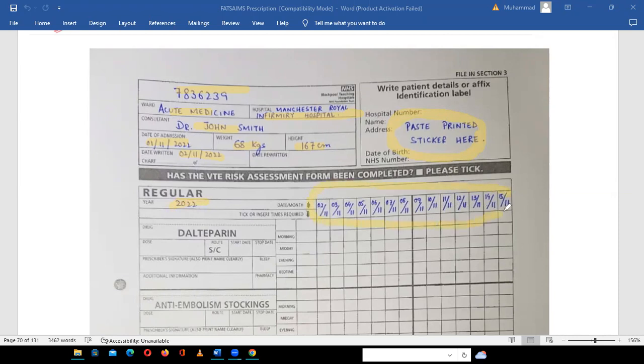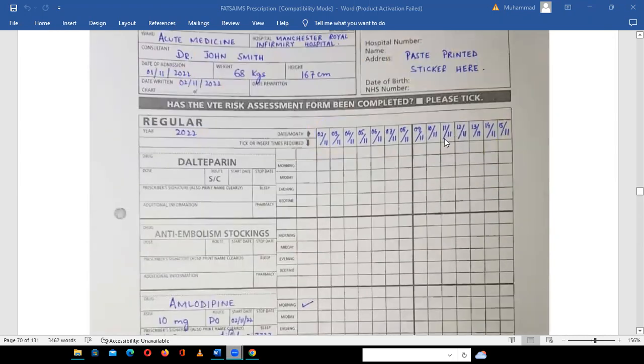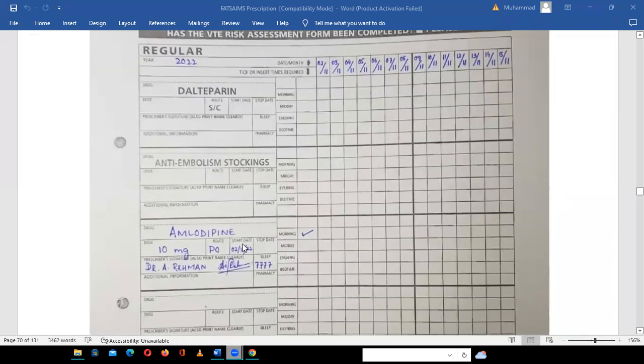You have to mention the dates over here, because if you mention the dates, you don't need to write the stop date. The patient is taking those medications on a regular basis, so you just have to write the dates and then write the start date over here. I haven't written any stop date because it's a regular medication. The patient is taking this medicine regularly, so we have to write it in the regular section. And the patient is taking amlodipine, which is usually a hypertensive medication, given in the morning. So it's OD dosing, given in the morning.